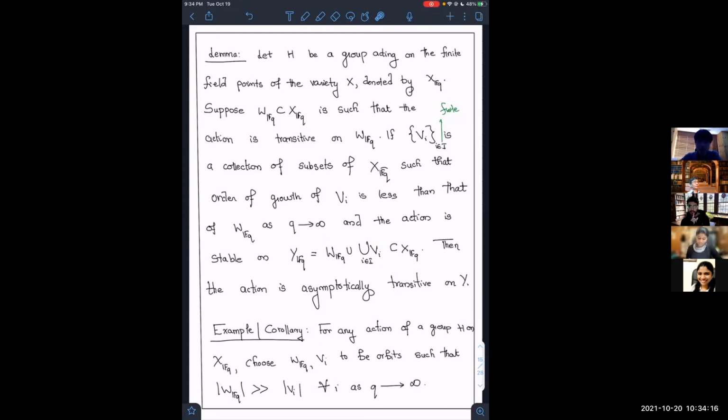And if we take the union of the V_i, and if the action is stable on this set, then the action will be asymptotically transitive on this subset. So if I call this union of W(FQ) with the union of V_i, let's call it Y, then the action will be asymptotically transitive on this Y(FQ).